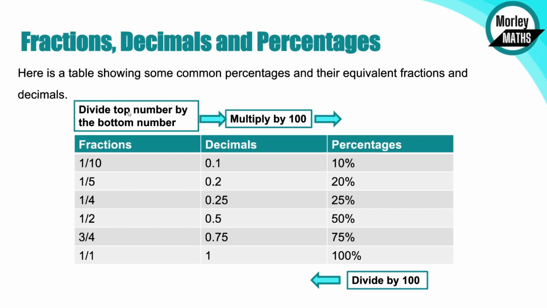So it's divide your top number by the bottom of your fraction. That gives you the decimal. And then times by 100 to get to the percentage.